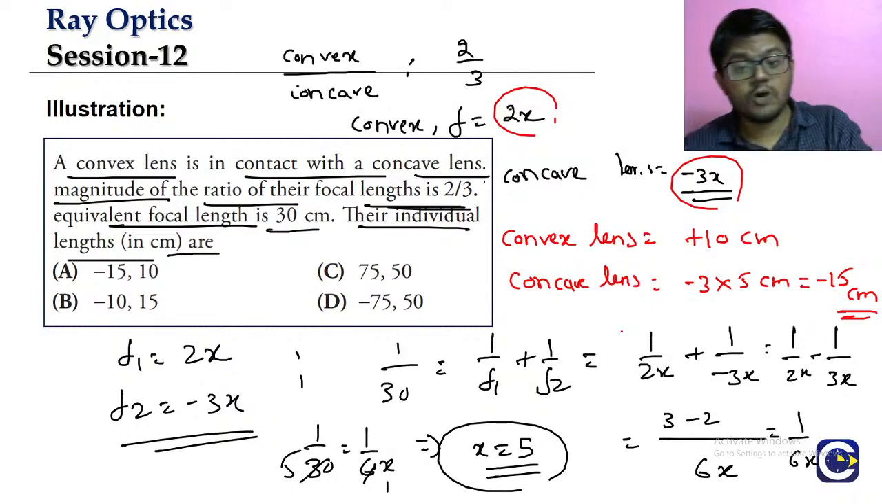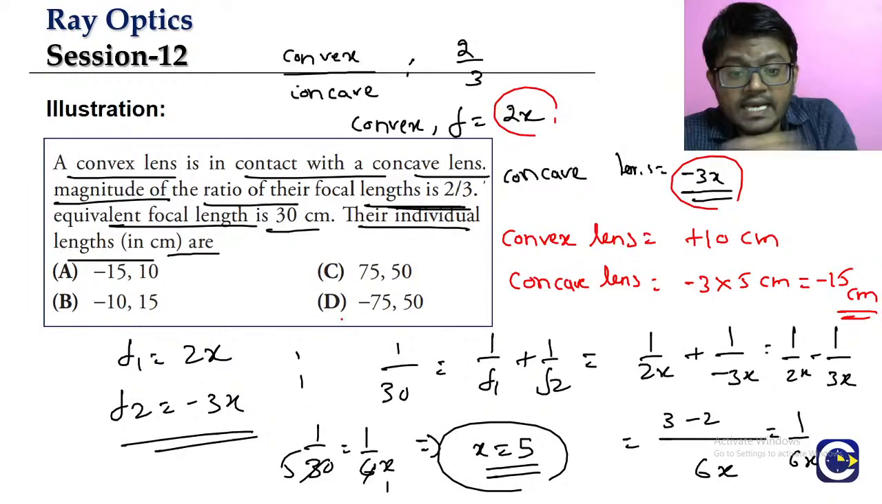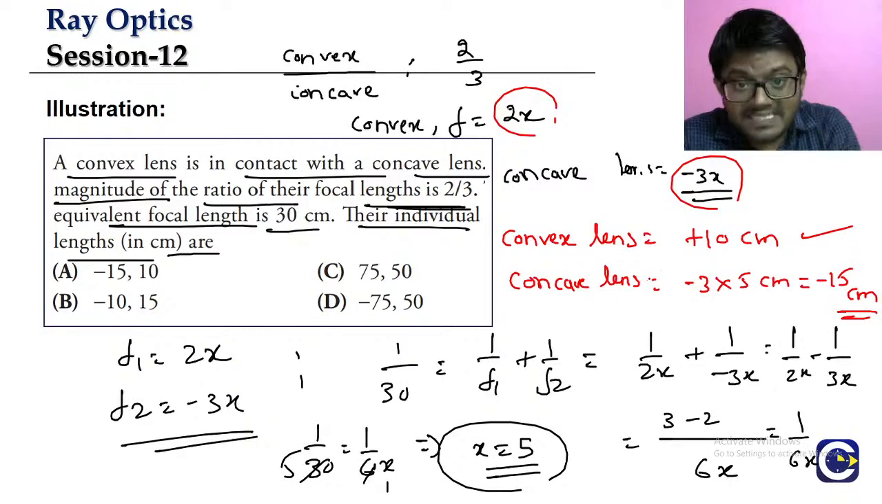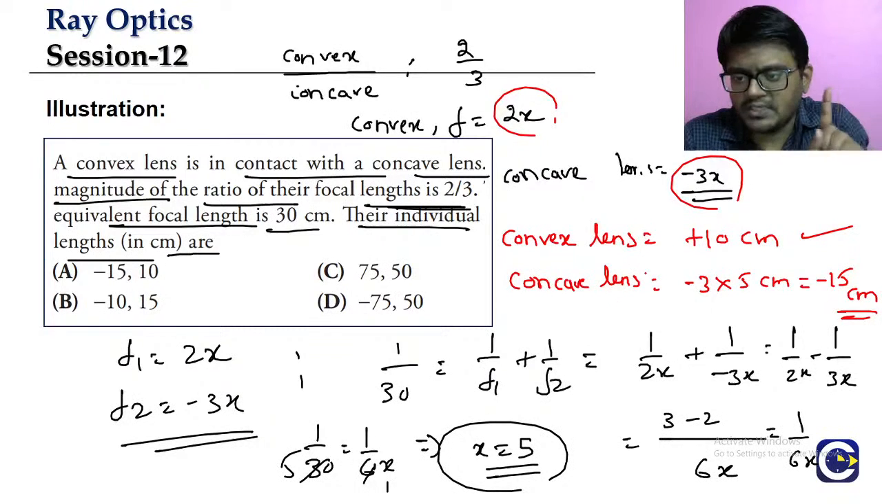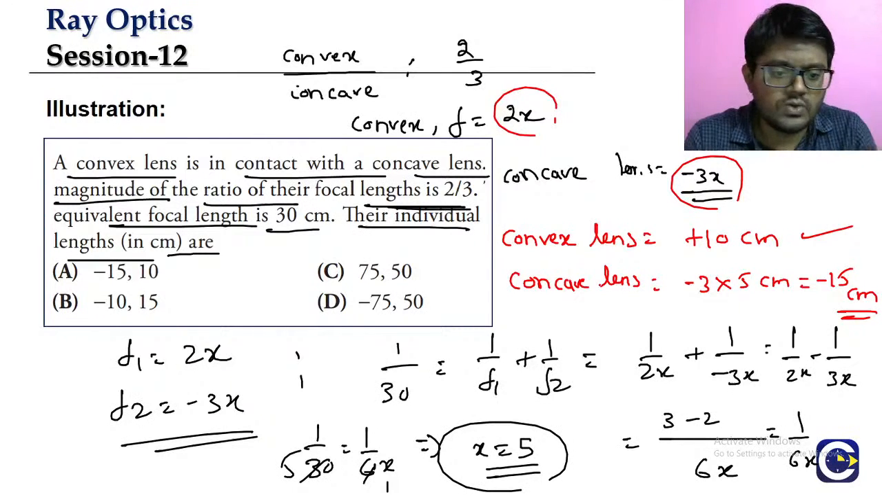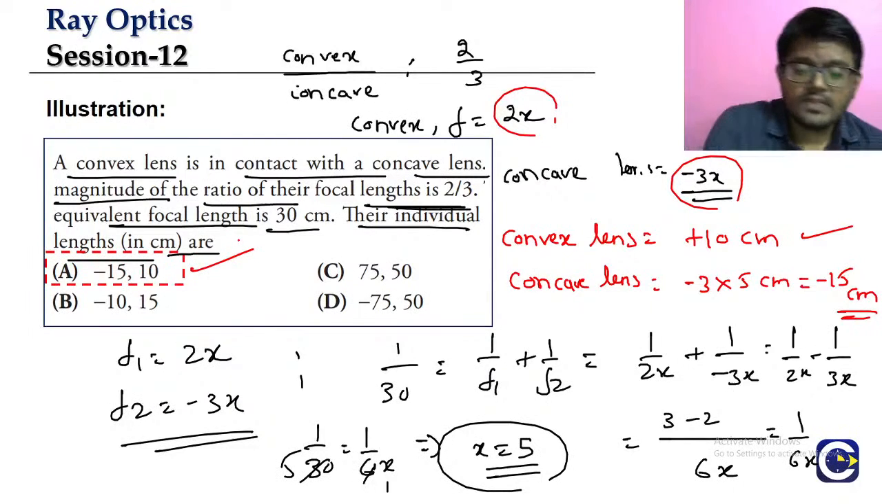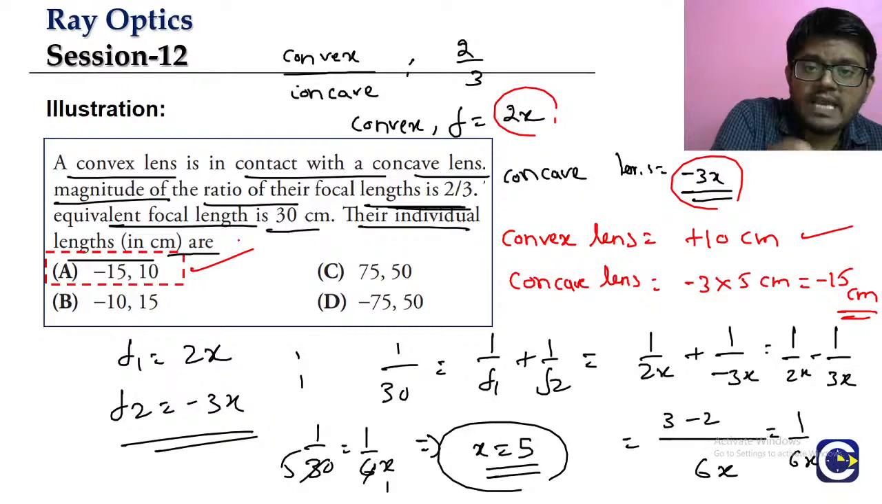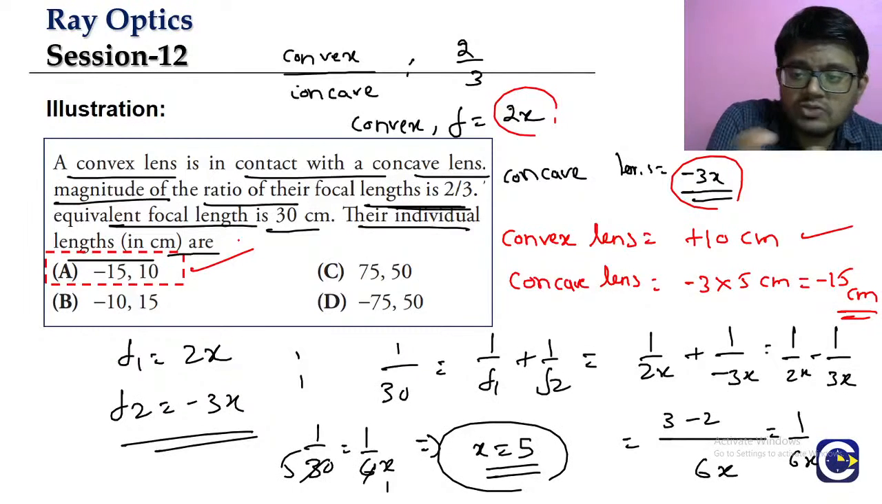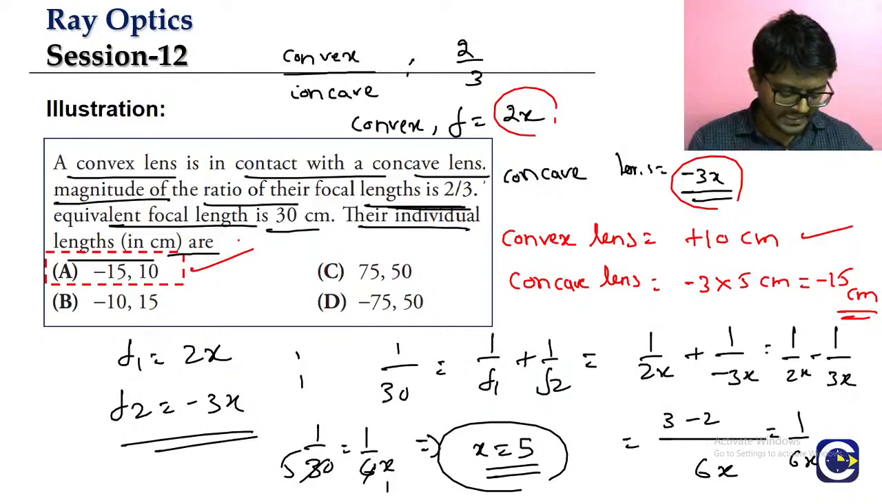Now we have to check the options. Check it, guys. Which of them is the correct answer? We should have one focal length as plus 10. Here the signs are also important. The convex lens focal length should be plus 10. The concave lens focal length should be minus 15. So look at this, which is matching. Option A. One should be having minus 15, the other should be having plus 10. I'll just wait for some time so that you guys can confirm the answer.